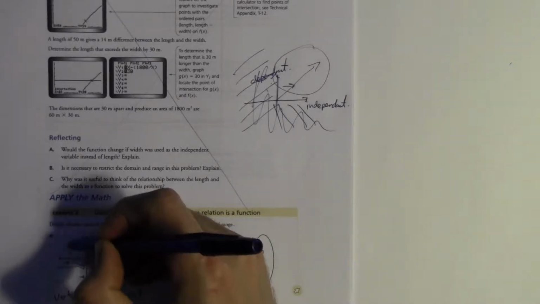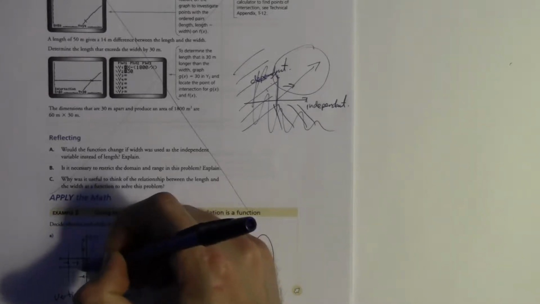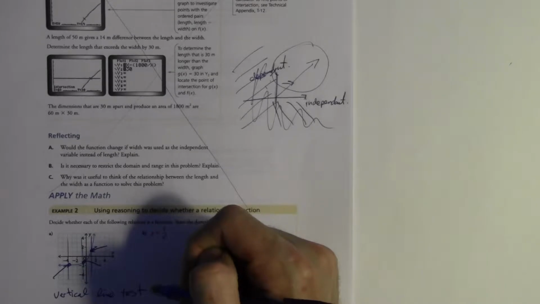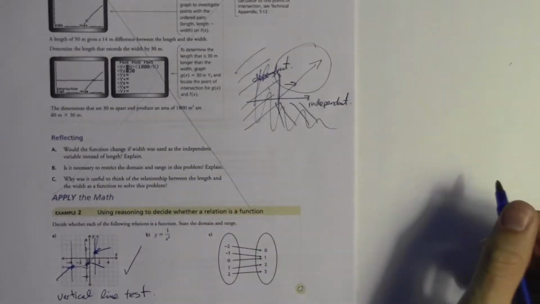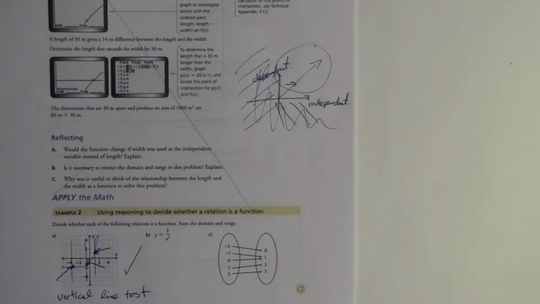It says decide whether each relation is a function, and state the domain and range. What can we use for A to check if it's a function, Luke? Vertical line test. Yes, we're going to use the vertical line test here. We do that by drawing a completely straight vertical line wherever we want across the graph, and you're just checking to see that it only touches the function at one point. So is this a function? Yes.